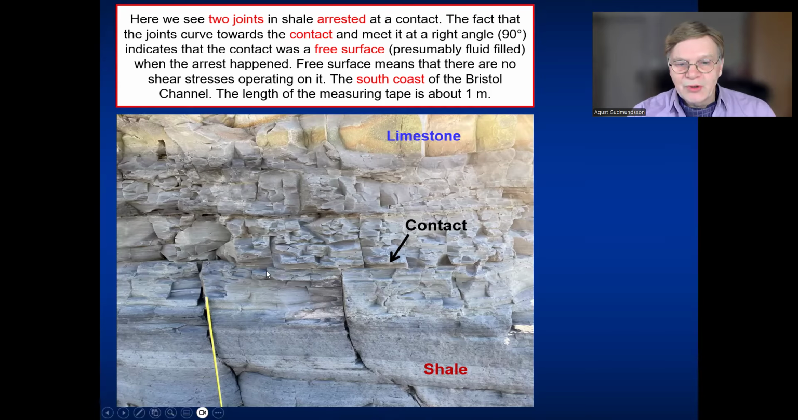So these two joints here are both ending vertically at this contact inside the shale, and we see that they curve and become perpendicular to the contact, meaning that when they formed, the contact was probably what we call a free surface. That is a surface that doesn't tolerate any shear stress, so therefore it was very likely filled with fluid.